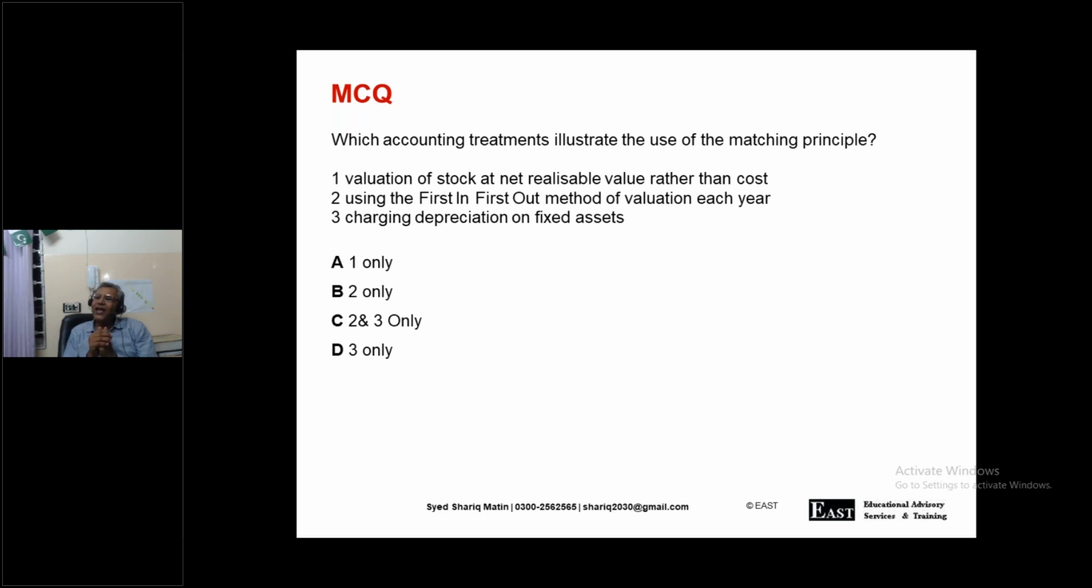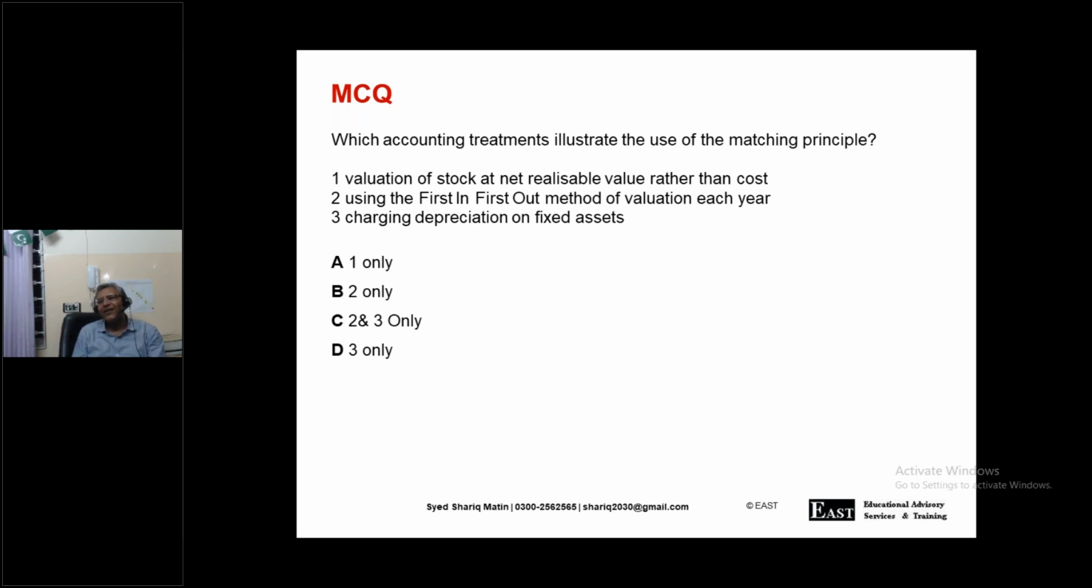Number two is using the same inventory valuation method year after year. Remember, we talked about depreciation method and inventory valuation method. If you do not change these, that is called the consistency concept. You're using the same method year after year, and that is what we call consistency concept, right? So the first one is prudence, the second one is consistency. So what is the third one?